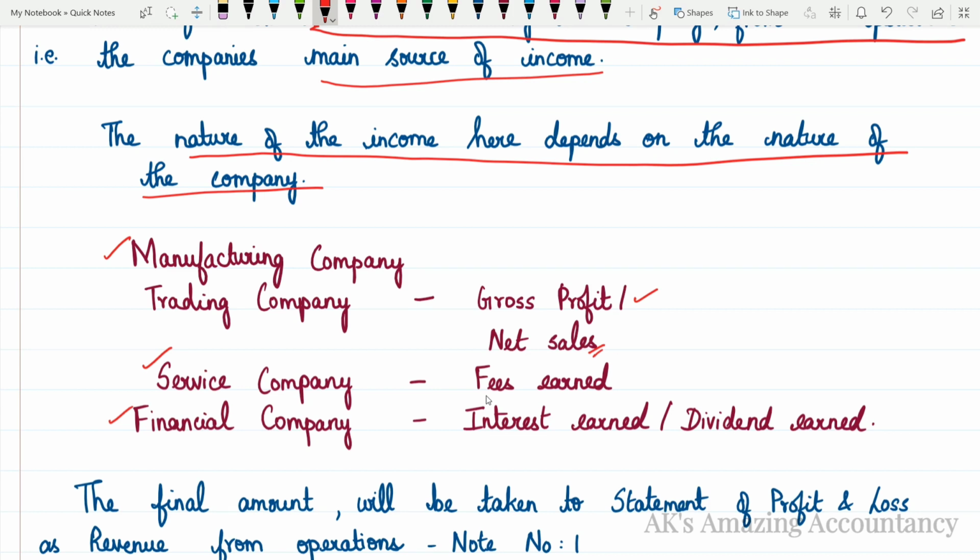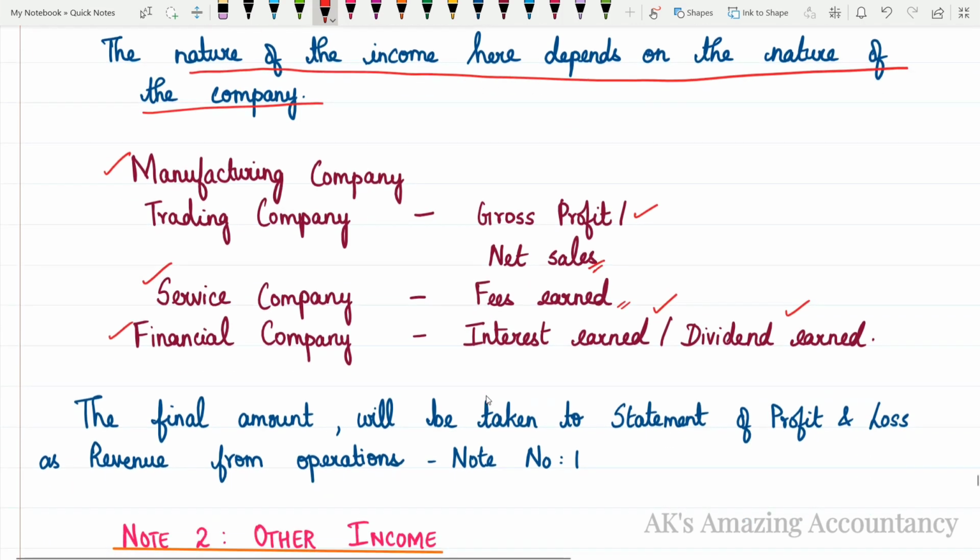In case the company happens to be a service company, then the main source of income will be fees earned. So fees earned will come under note 1. If the company happens to be a financial company, then the main source of income will be interest earned or dividend earned as the case may be. So this will come under note 1 in case the company happens to be a financial company. So after entering this, the final amount will be taken to the statement of profit and loss as revenue from operation, note 1. Okay, so this is what will come under note 1 actually.